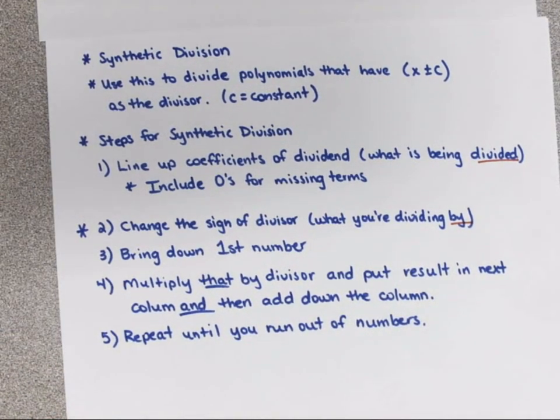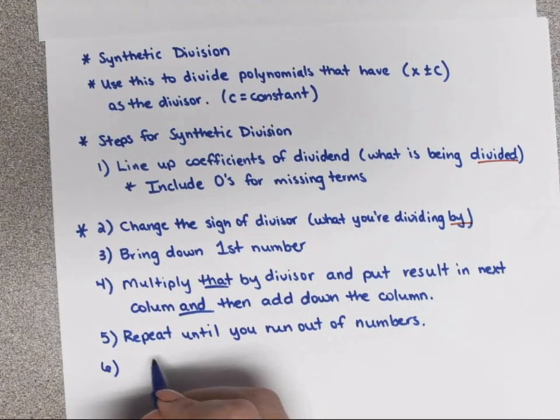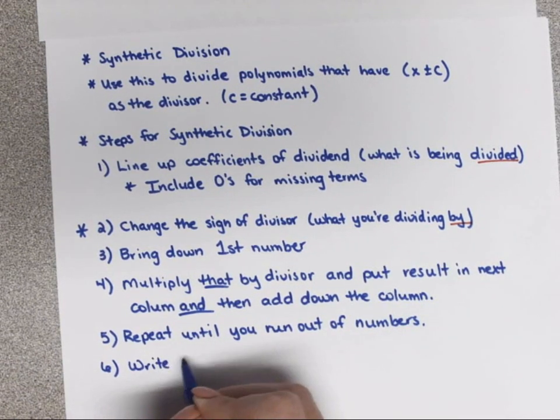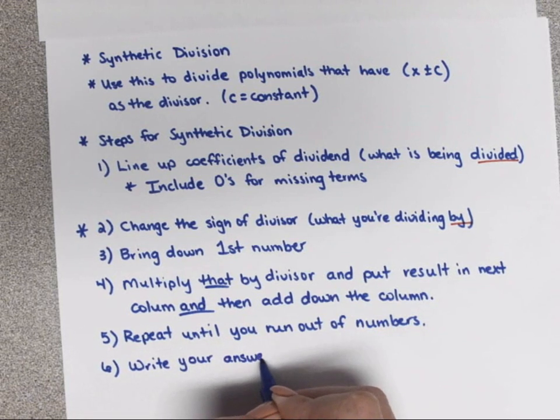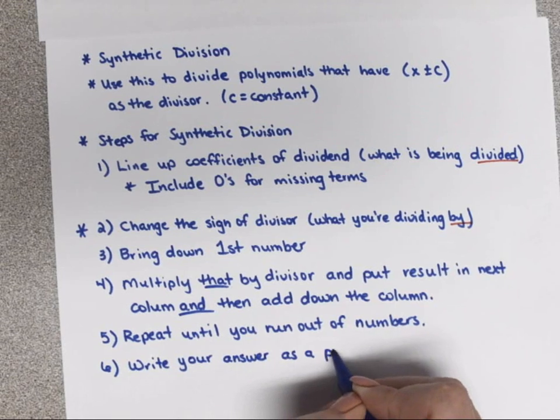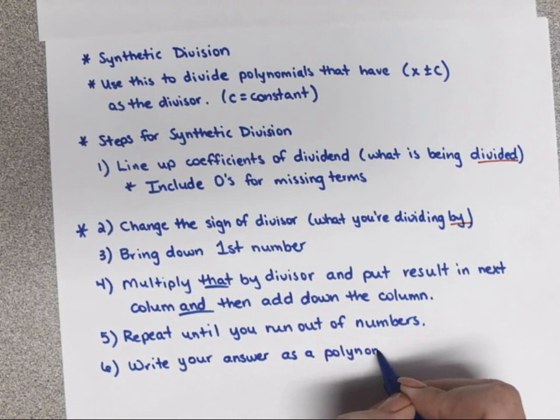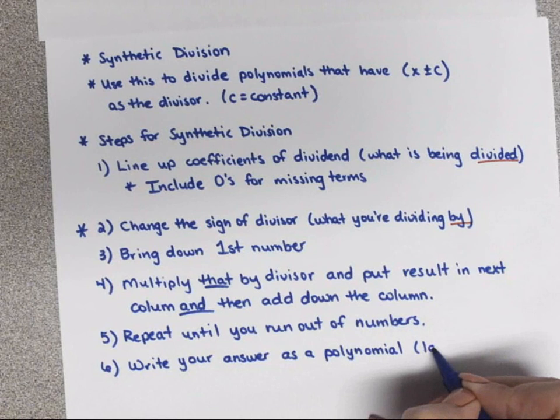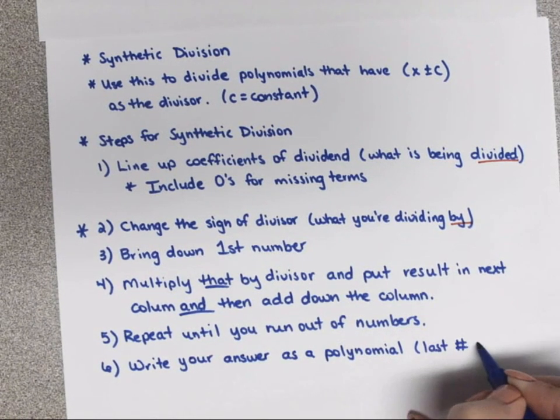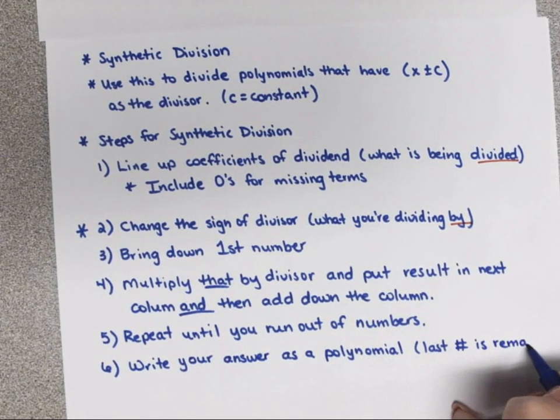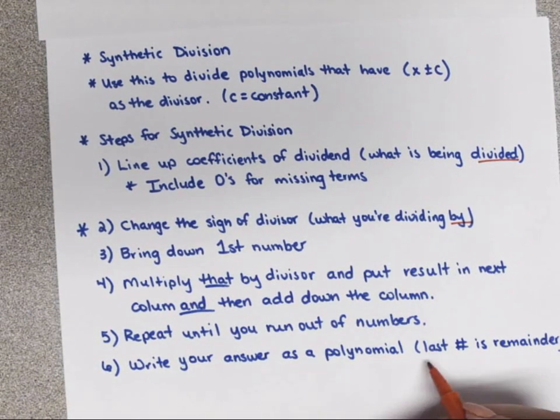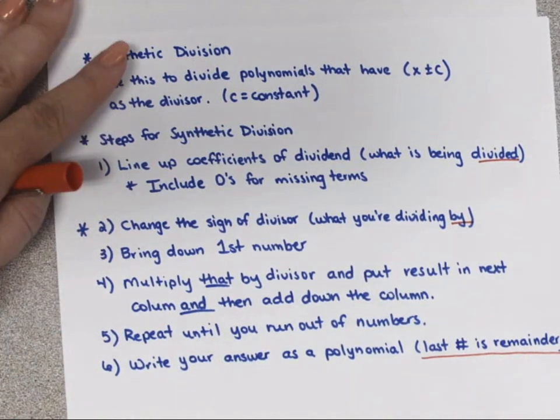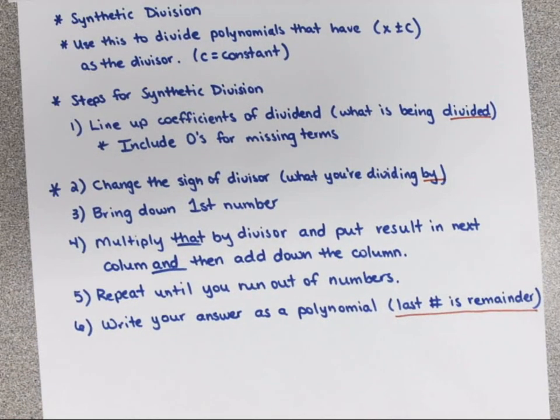We're going to talk about why that is in just a minute, but just know that the process is just a bit different. And then the last step is really just about evaluating what you have. You're going to write your answer as a polynomial. Really important that you remember the last number is the remainder. And then the numbers kind of count up from there. So if the last number is 0, what does that tell us about our remainder? The remainder is also 0.